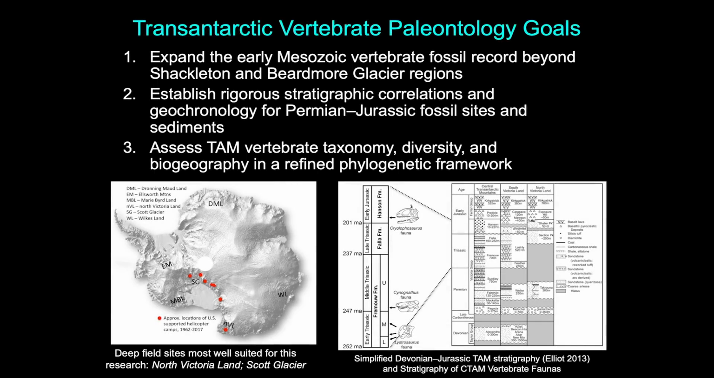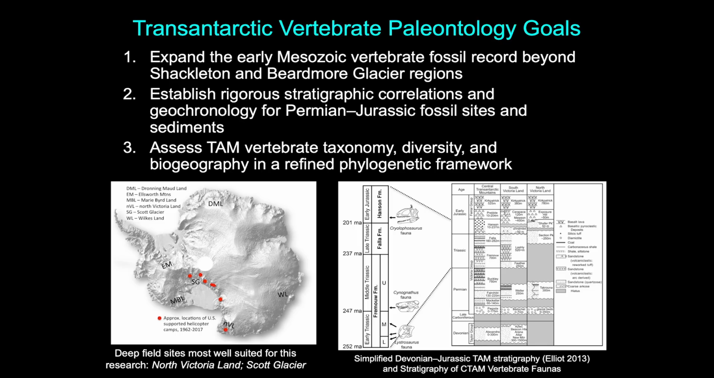But this is still just scratching the surface of the story that Antarctica and the central Transantarctic Mountains have to tell us, right? I tried to emphasize that even as we move up through geologic time in the record in the Transantarctic Mountains, we're dealing with a smaller and smaller number of sites. So one of the things we want to do is expand this early Mesozoic vertebrate fossil record well beyond the Shackleton and Beardmore Glacier regions, right?